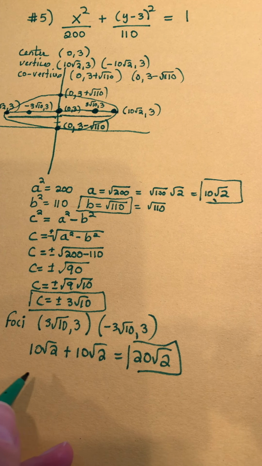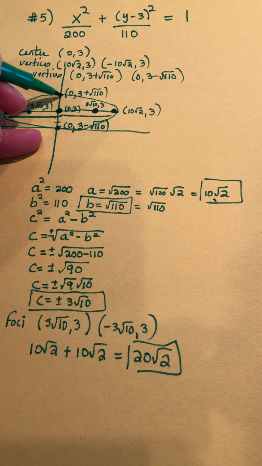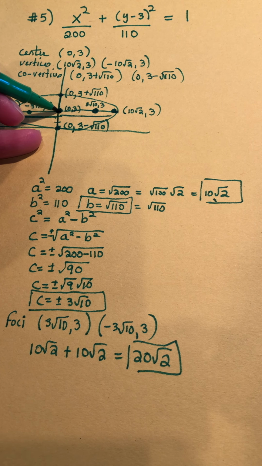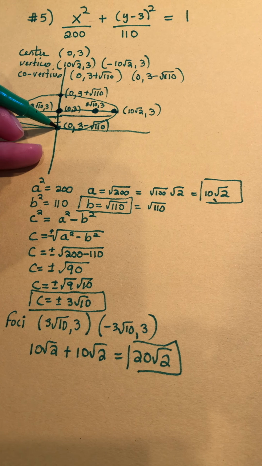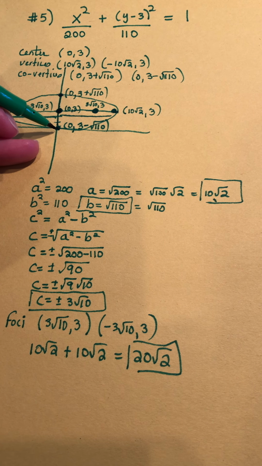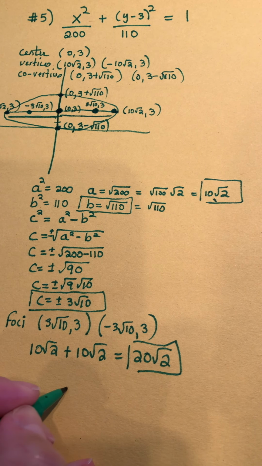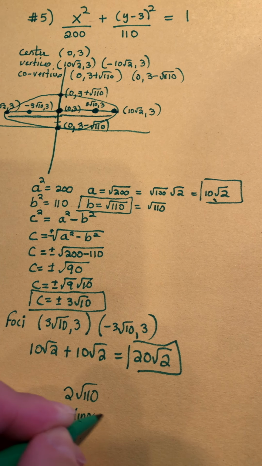The minor axis is going to use your b value, right? So the minor axis is how long is this distance here? Well, if this distance from the center to the co-vertex is the square root of 110, and this distance is also the square root of 110, there's 2 square roots of 110, which means 2 square root of 110 is the length of the minor axis.